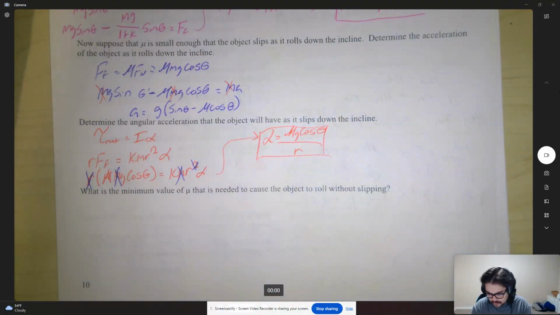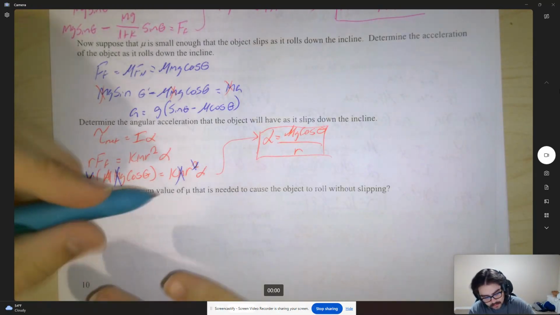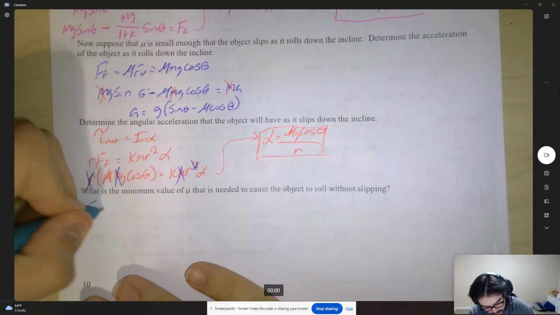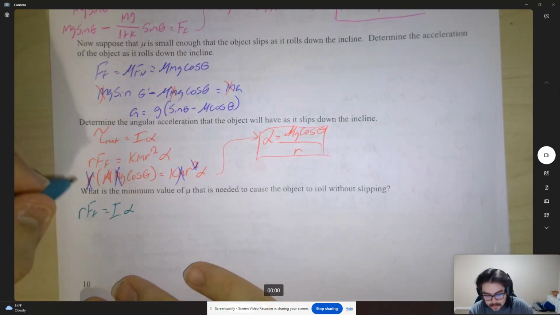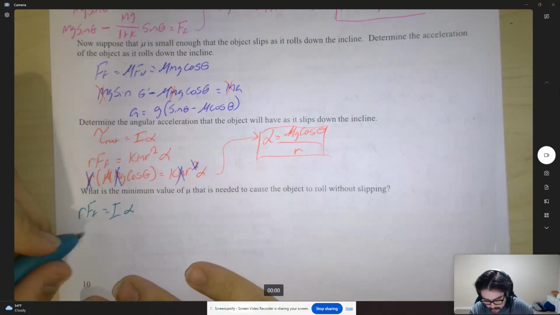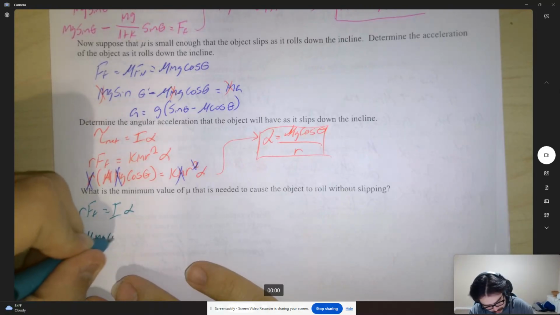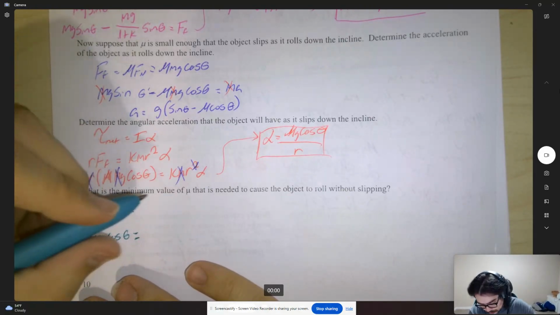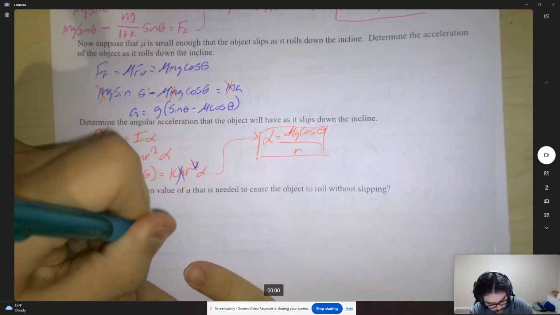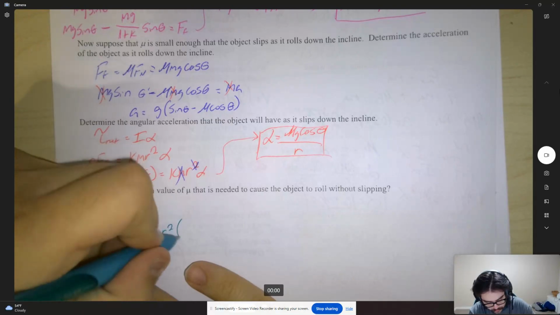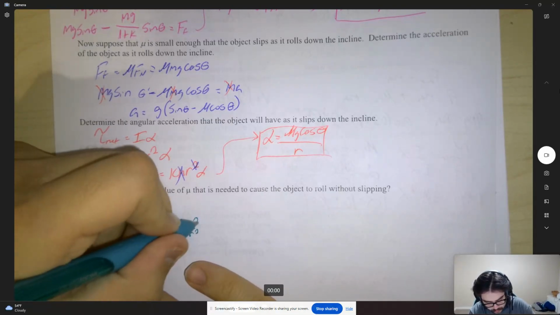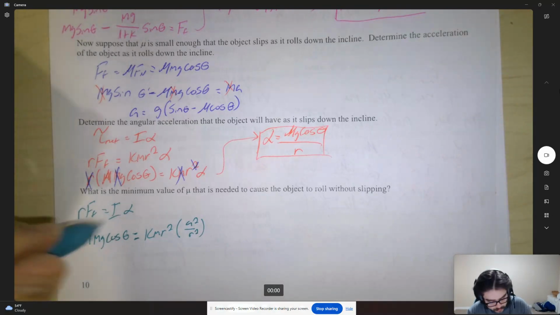And finally, the minimum value of mu to keep the object rolling without slipping. Well, first off, I'm so sorry, I don't know what just happened there. If I do r times the force of friction equals I alpha, then I can rewrite this: r mu mg cosine theta equals I, which is kmr squared, times alpha, which I'm going to rewrite as a over r. Oh sorry, I don't need to square it right there.